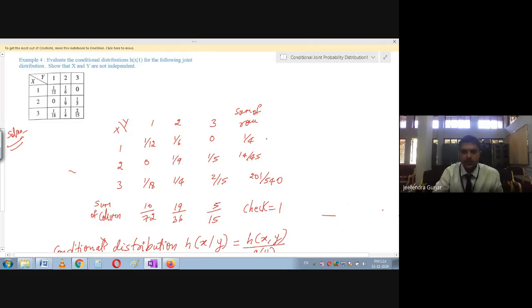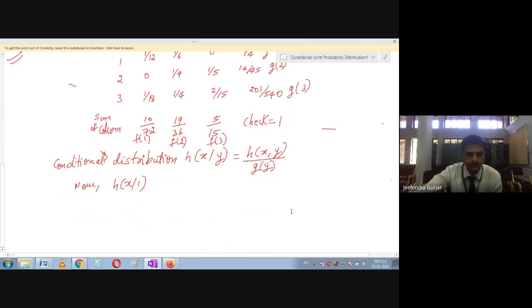Now this value will become our g of 1, g of 2. Yes, this is g of 3. Similarly, what will be these values? It is f of 1, f of 2. These are marginal distributions we have done already. Please remember this.